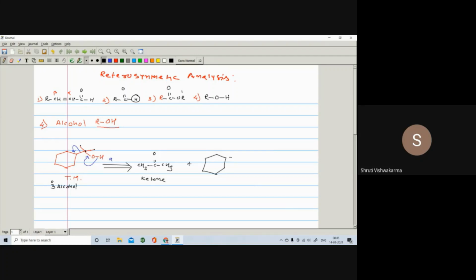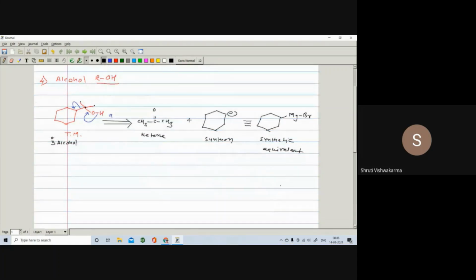So here is a carbanion, and for this carbanion we have to write the corresponding compound, that is the synthetic equivalent. How can we prepare this carbanion? Carbanion can be prepared by using the corresponding Grignard reagent. So this is your synthetic equivalent. This is the one path by which we can carry out disconnection.